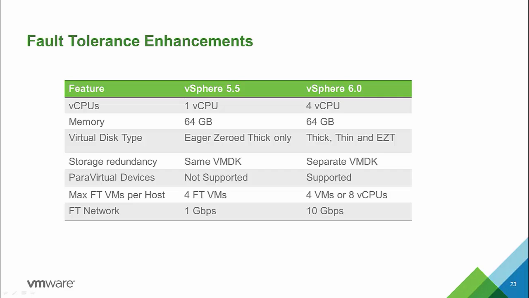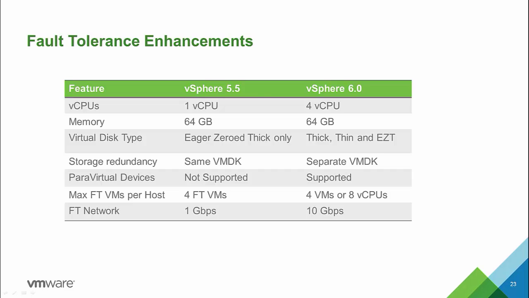Now it allows you to have separate VMDKs for the duplicated machine, so they are not pointing towards the same disk files. This means that if the failure happens at storage level where the disk files were stored, you will always have another copy of the disk files available. In 5.5 instead, it was always pointing towards the same disk files. Support of paravirtual devices for fault-tolerant VMs is also now included.